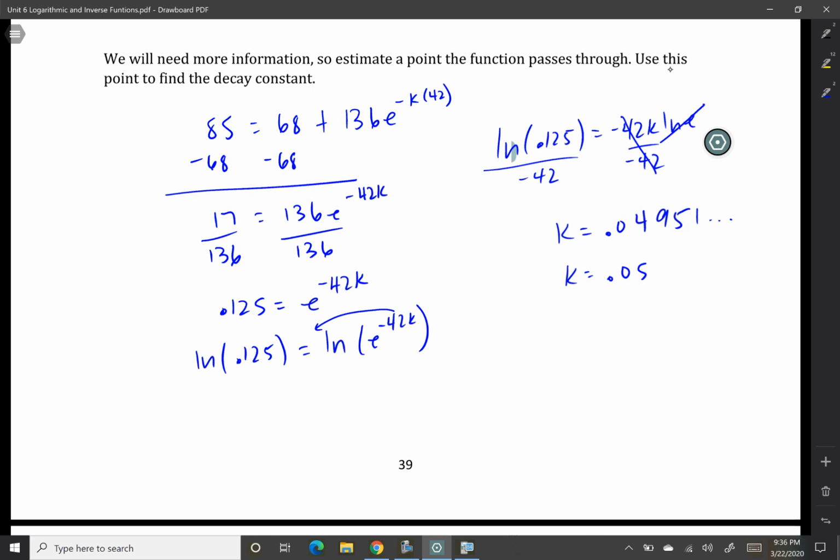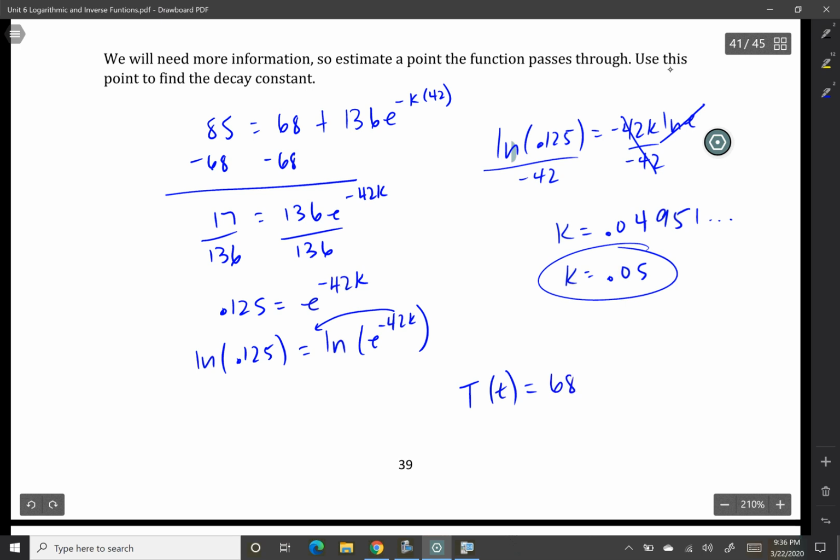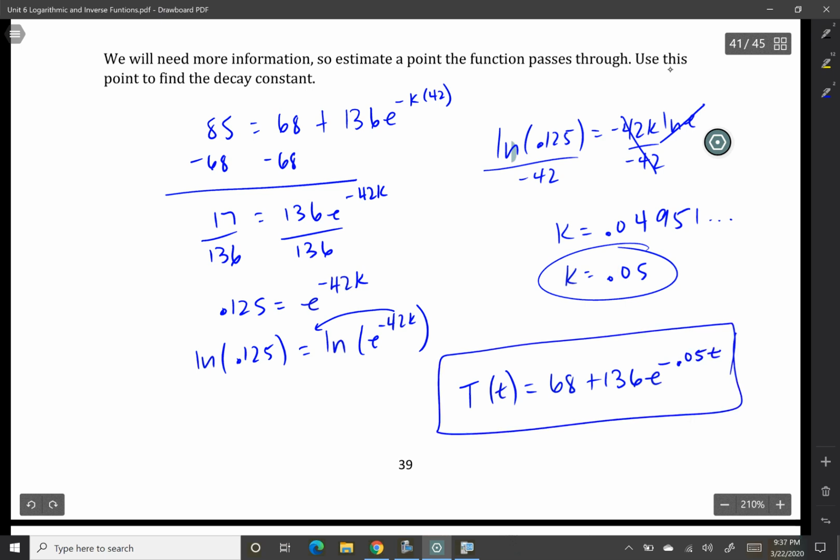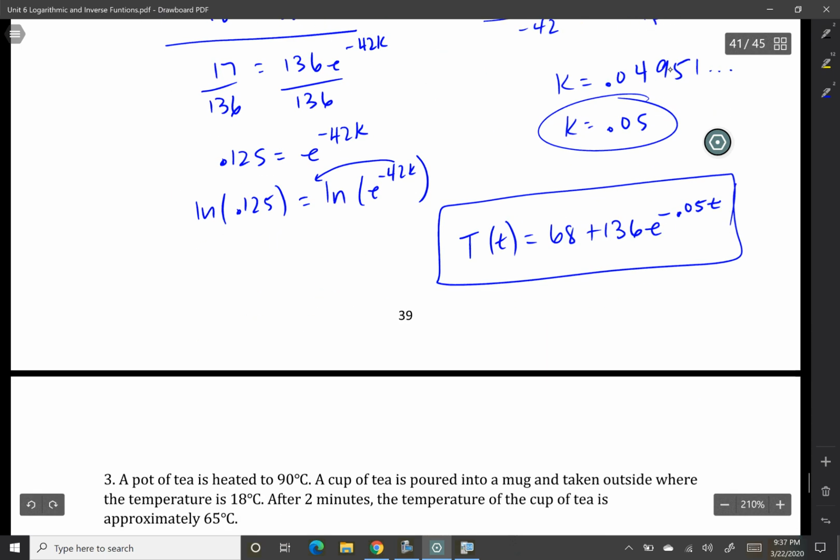So now we know the k constant, meaning I can come up with a generic equation that would represent any temperature at any amount of time by just putting back in the variables t and T of t. All right, let's keep going.